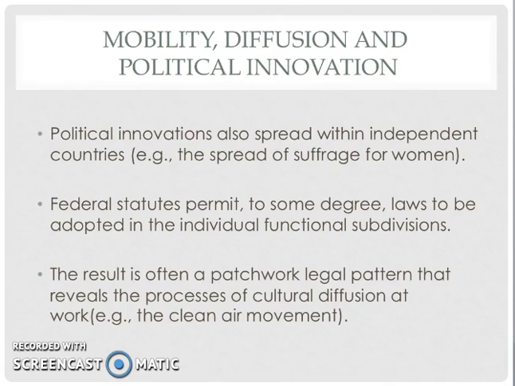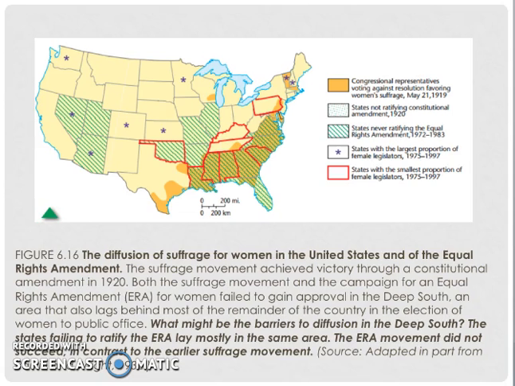Political innovations also spread within independent countries, such as the spread of suffrage for women. Federal statutes permit, to some degree, laws to be adopted in individual functional subdivisions. This often results in a patchwork legal pattern that reveals processes of cultural diffusion at work, such as the clean air movement across the US in particular. But here, with the diffusion of suffrage of women in the US and an equal rights amendment juxtaposed on there, we see some pretty strong regional correlations, similarities between resistance to the Equal Rights Act and the amount of time it took for suffrage to be rolled out.